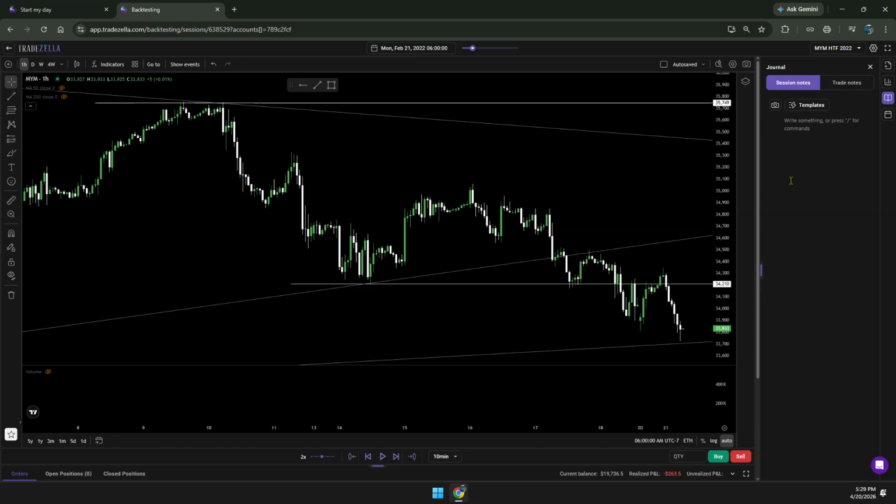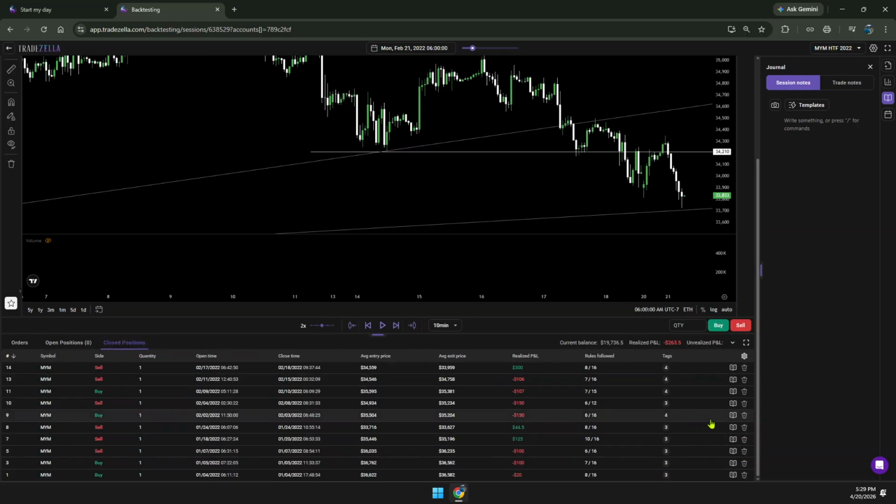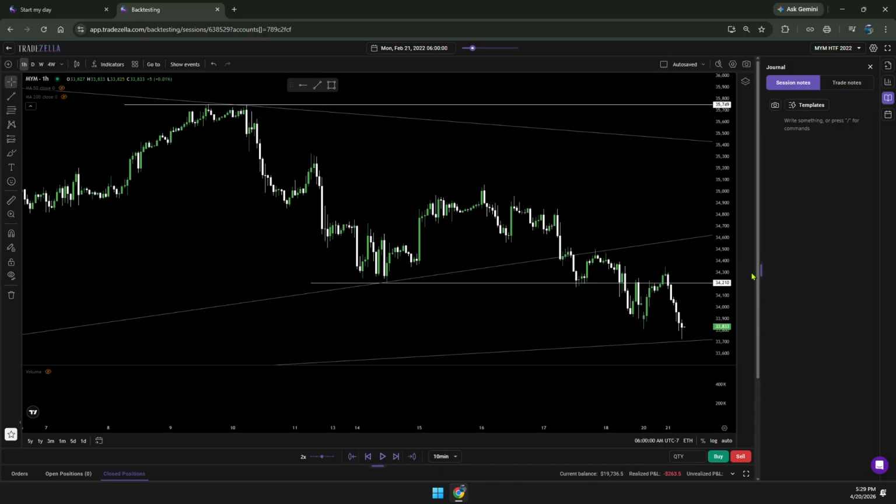You want this to be clean. You want quality, clean results. You want to know you got a proven system. So only take the trade. So if you took it and it wasn't right, scroll down here, go to close positions, and delete it if it wasn't right. Don't keep it. Don't save it. You don't want that in the data.